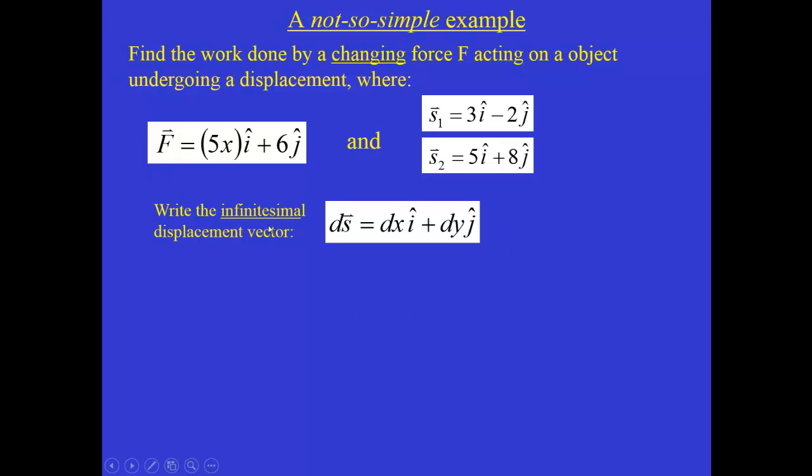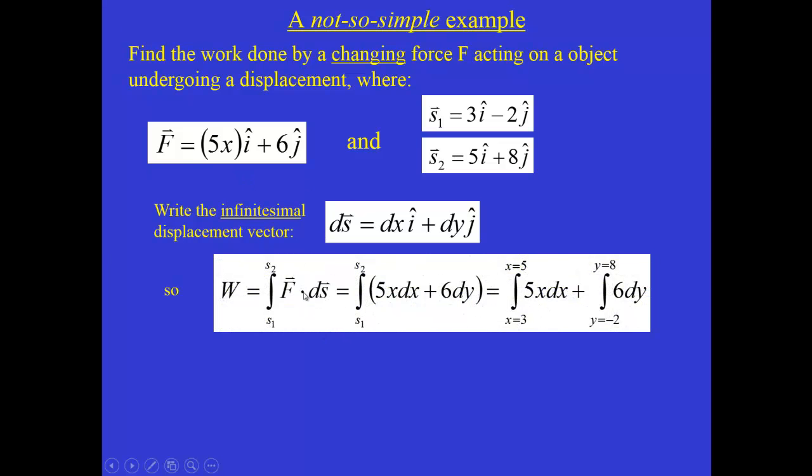Now, F dot dS, we carry that out the same way we would any normal dot product. We take the x component of F, which is 5x, times the x component of dS, which is dx, and so that becomes 5x dx. Then we do the same thing for the y components, 6 and dy. So 5x dx plus 6 dy, and this quantity has to be integrated between the initial position, S1, and the final position, S2. How do we do that?